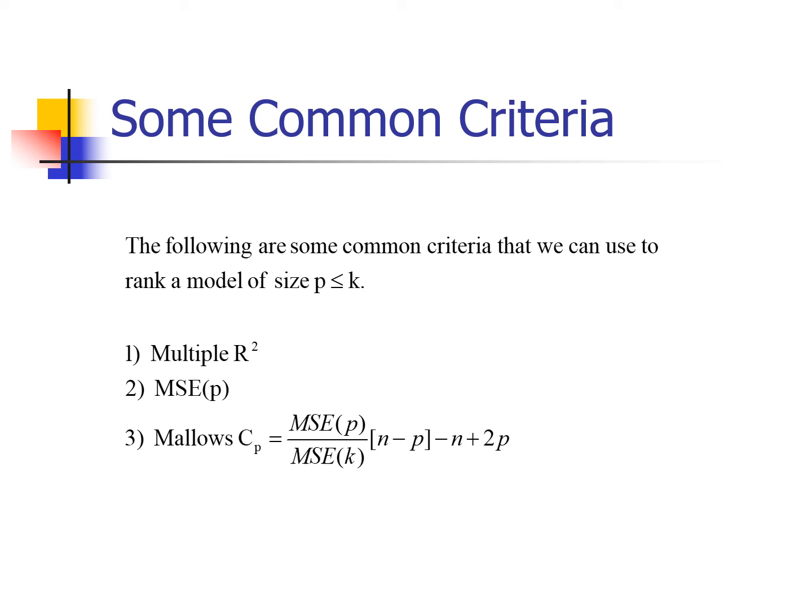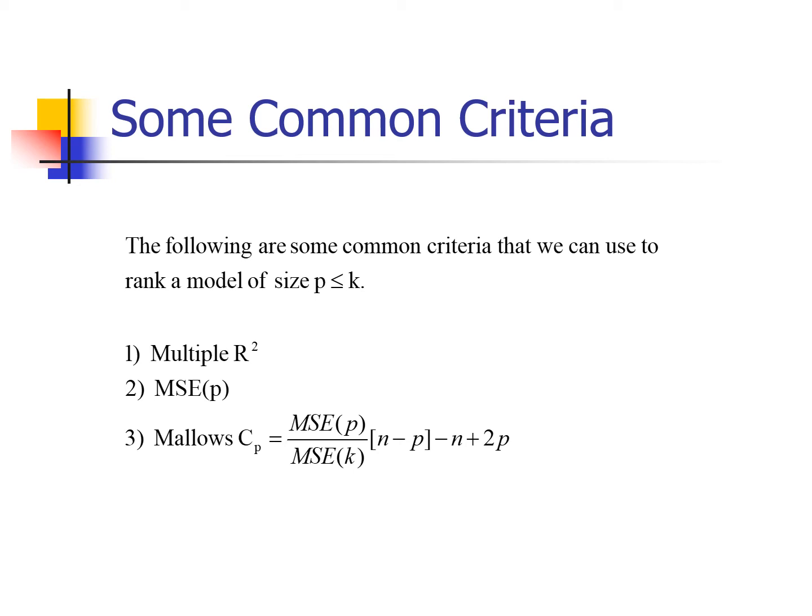So the process of using this Mallows CP is that we keep adding variables, going from 1 to 2 to 3 to 4, trying to find where the MSE stops shrinking. When it stops shrinking, it'll be roughly equivalent to the MSE of our largest possible model. So when we find that magic number, that magic p, the MSE of p over the MSE of the k variable model, the fullest model, that ratio becomes about 1.